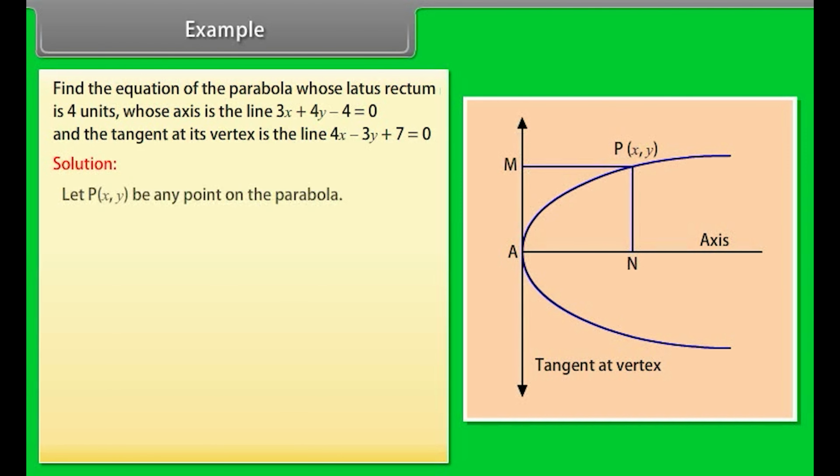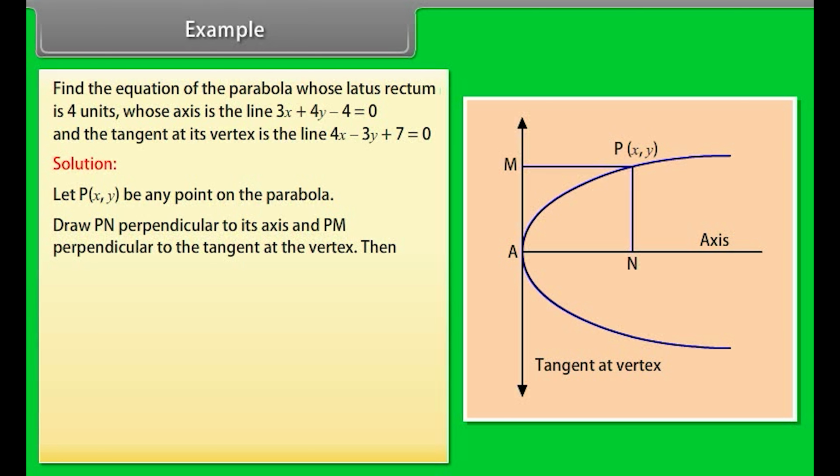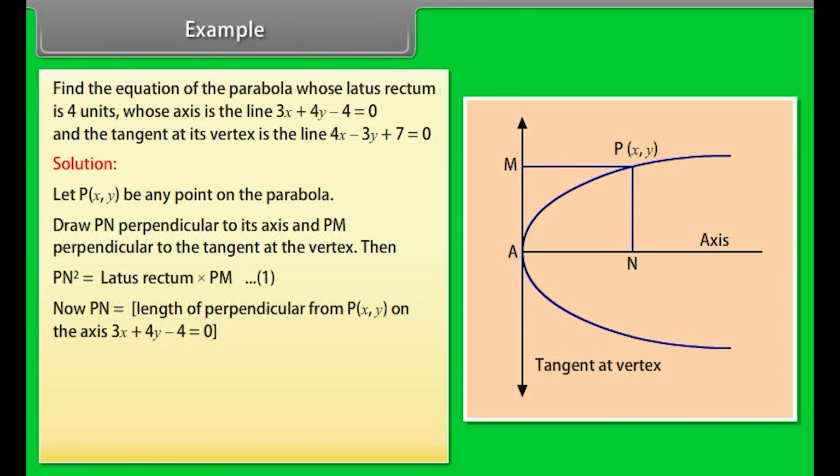Solution: let P(x, y) be any point on the parabola, draw PN perpendicular to its axis and PM perpendicular to the tangent at the vertex. Then PN square is equal to latus rectum into PM. That is equation 1. Now, PN is equal to the length of the perpendicular from P(x, y) on the axis 3x plus 4y minus 4 is equal to 0, which is (3x plus 4y minus 4) upon under root 9 plus 16.